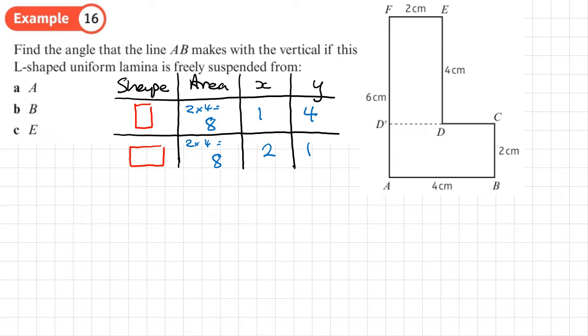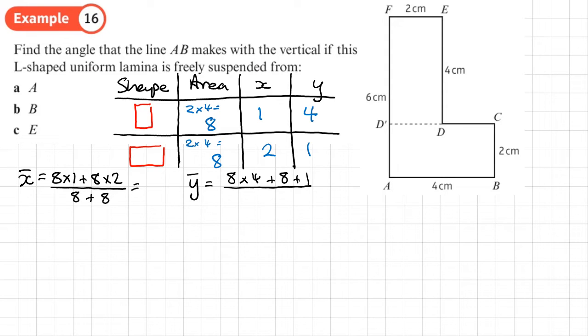So now we can work out x bar. So that'll be 8 times 1 plus 8 times 2 divided by 8 plus 8. And then y bar, that's going to be 8 times 4 plus 8 times 1 over 8 plus 8. And if we work those out, we'll get 1.5, and for y bar 2.5. So now we're ready to tackle the question.